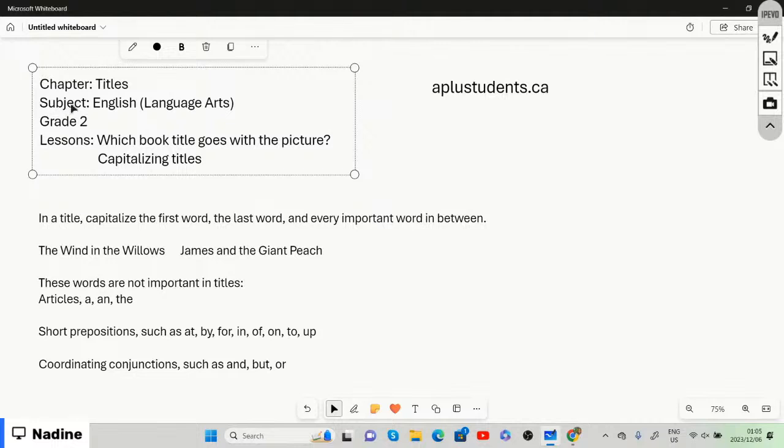All right, so we said our chapter is titles. The subject is English language arts, grade 2. And the lessons that we're going to be focusing on under the chapter of titles are which book title goes with the picture, and also capitalizing titles.